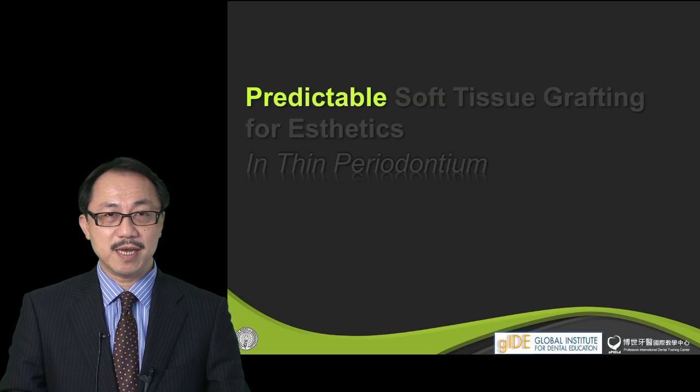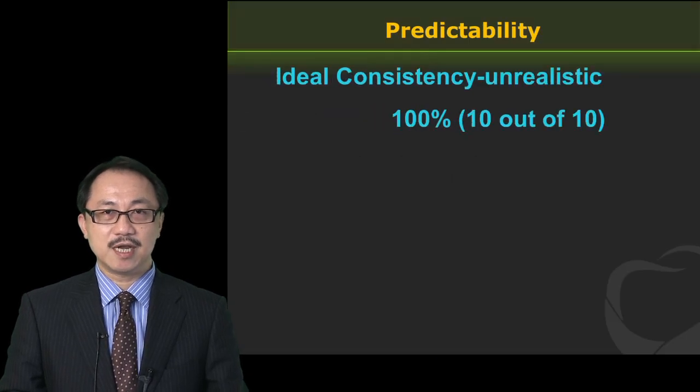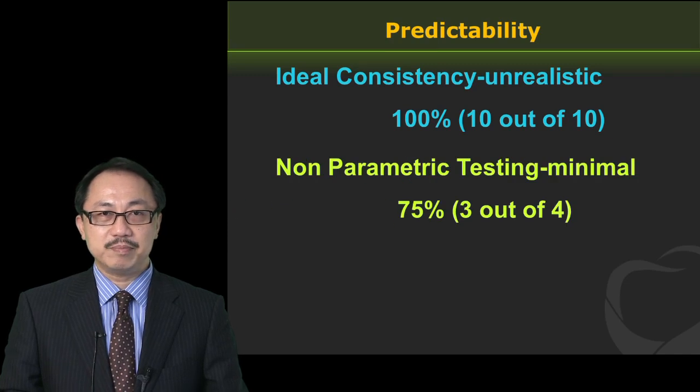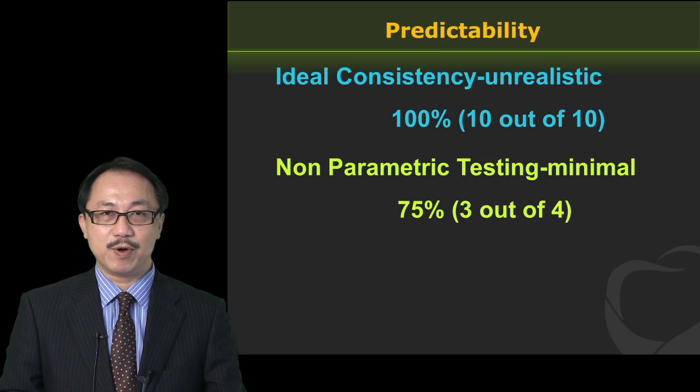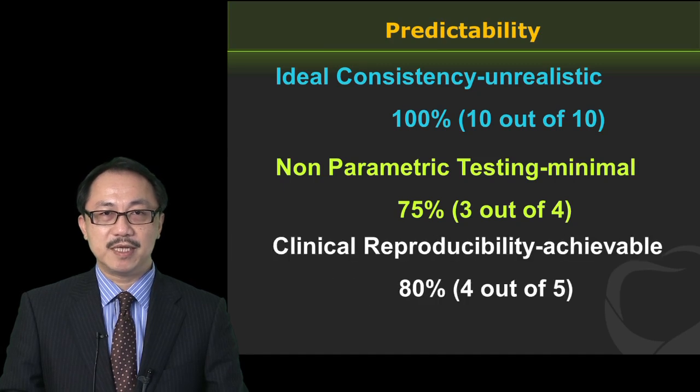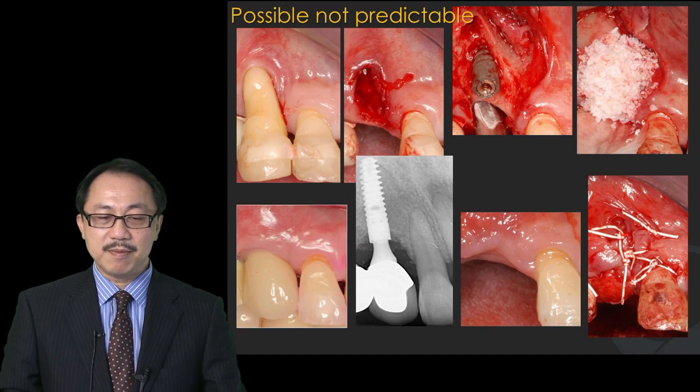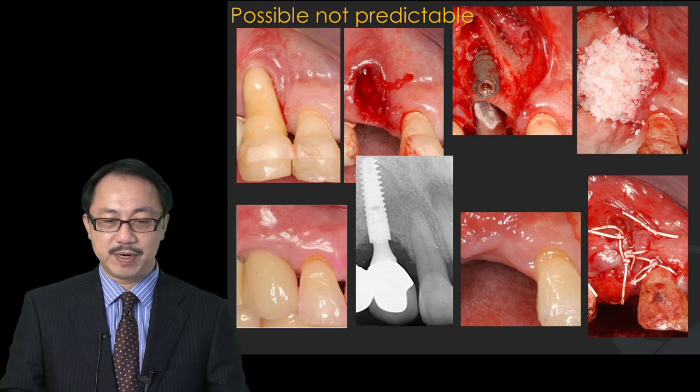What does predictable mean? Ideal consistency is unrealistic from a clinical standpoint. That means 100% of the time it's predictable, 10 out of 10. But in non-parametric testing, with minimal requirement, there has to be 3 out of 4, which means 75% of the time means predictable. But in clinical practice, what is achievable is clinical reproducibility of 80%, which means 4 out of 5 is predictable. But some clinical cases are not predictable, but they're possible.